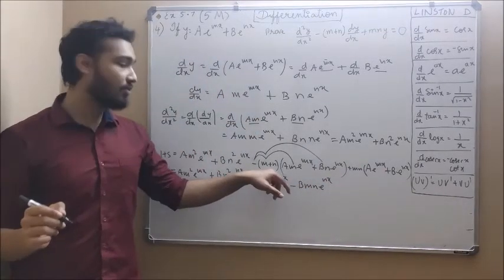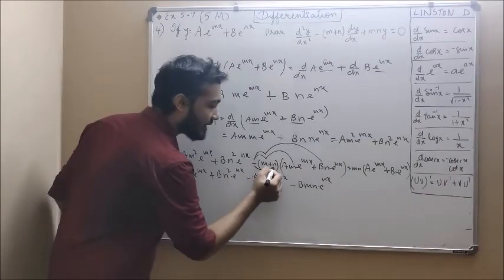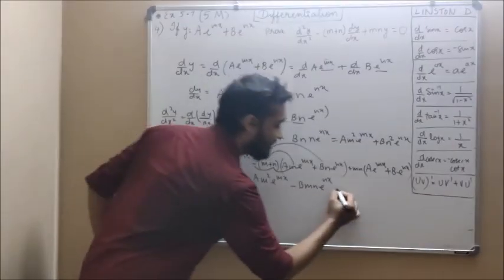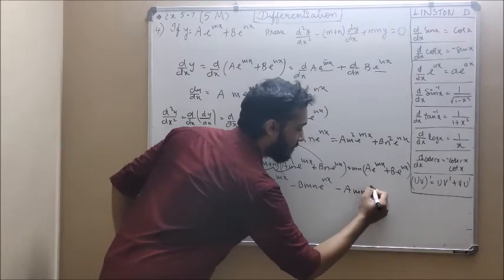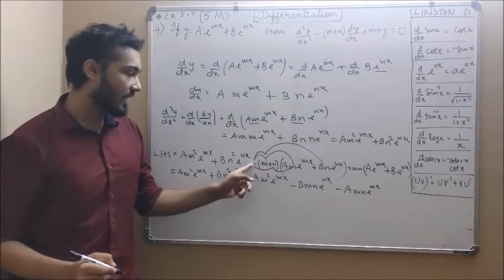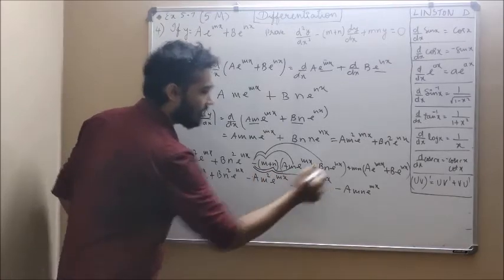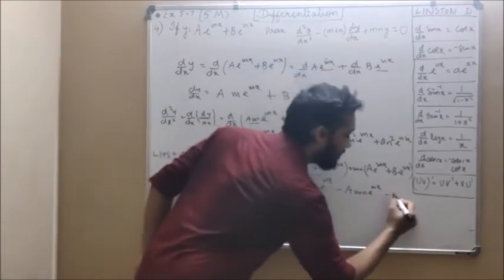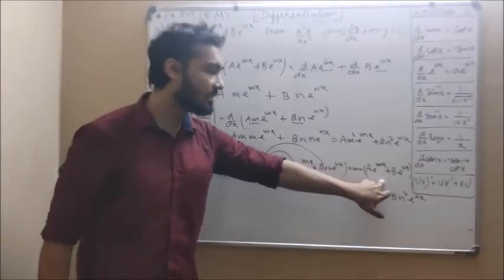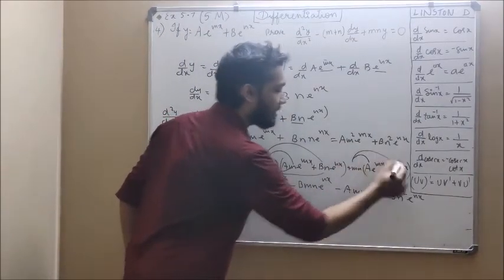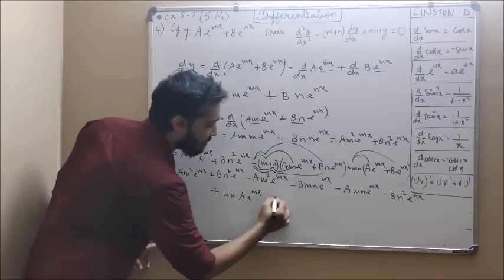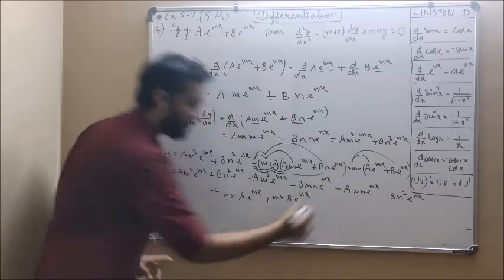Next, here n is there, we have to multiply by n also. So minus n into a m e^(mx) is minus a m n e^(mx). Next minus n into this: n into n is n², so it is minus b n² e^(nx). Next, what is remaining? This into this, this into this. So m n into this: plus m n a e^(mx) plus m n b e^(nx).